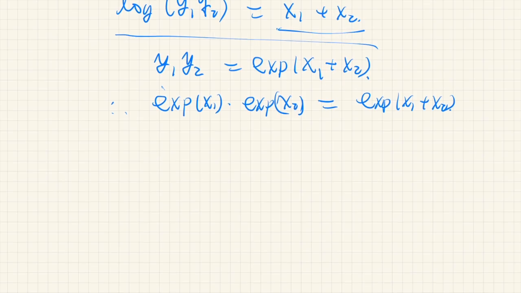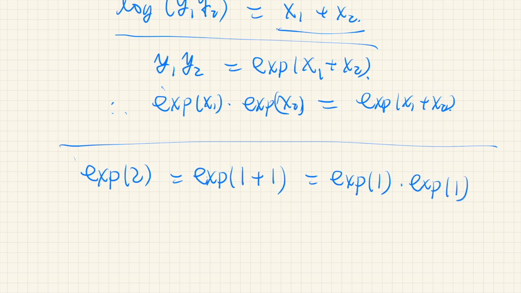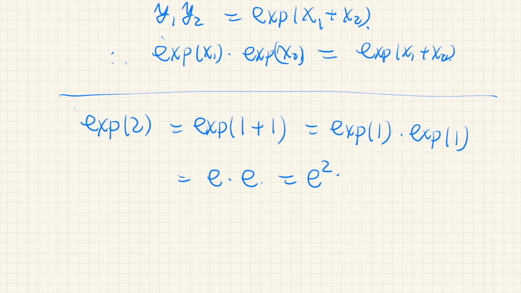Okay, from this, in particular, we can see that exponential of 2 is equal to exponential of 1 plus 1. So that is exponential of 1 times exponential of 1. But we have defined that exponential of 1 is e, so it's a constant. So it's e times e, so therefore it is e to the power of 2. And you can continue this for exponential of 3, and you can see that this should be equal to e to the power of 3.